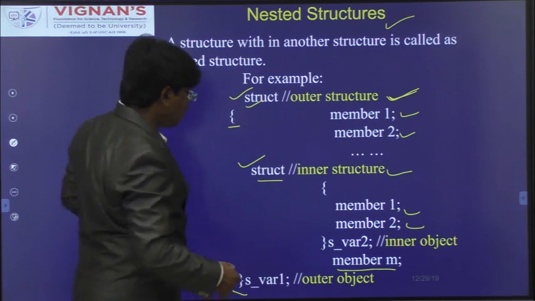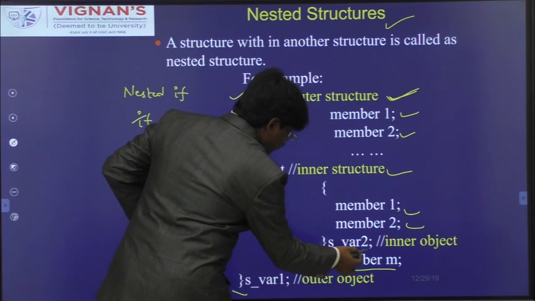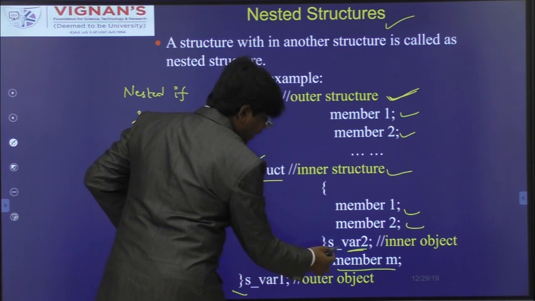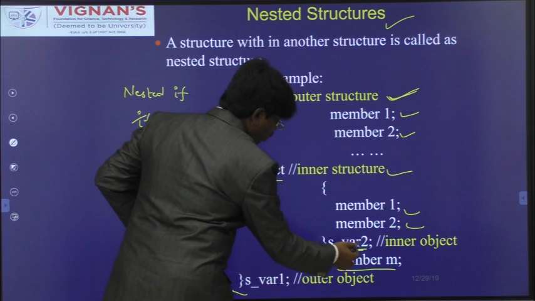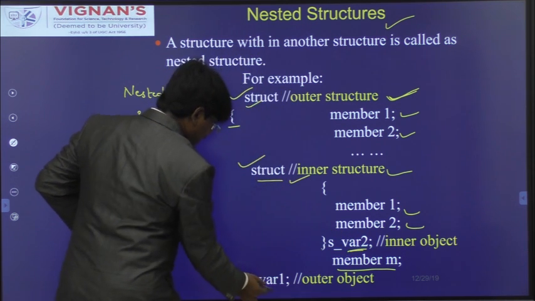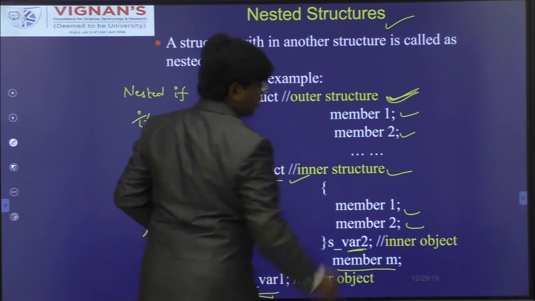And another thing we have to observe here: in the inner structure, whatever variable or object you have declared belongs to the inner structure only. So here s_var2, variable 2, is the object of this particular inner structure, and s_variable1 is the object of this particular outer structure.